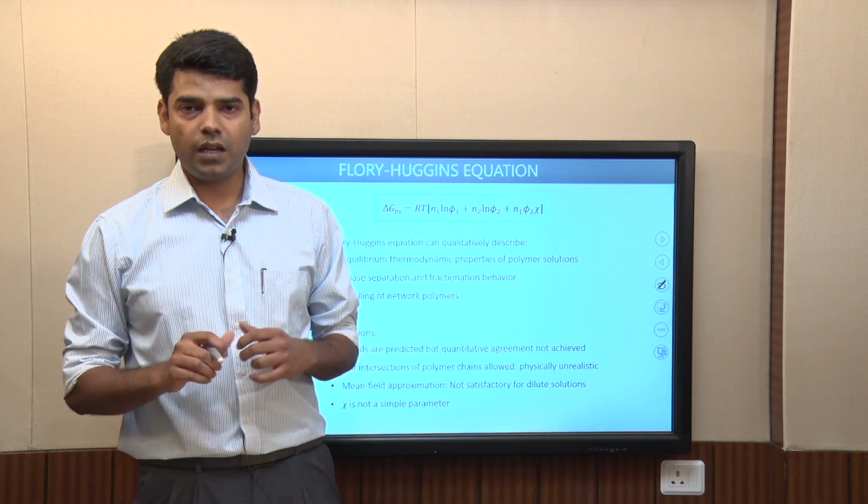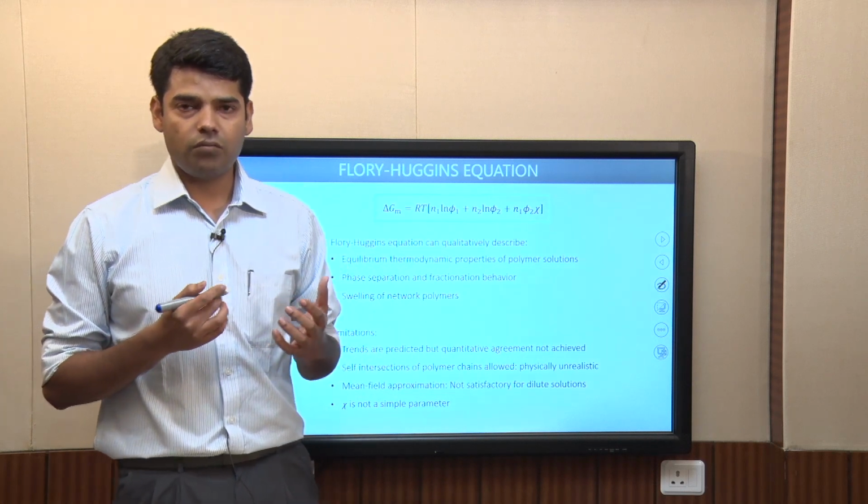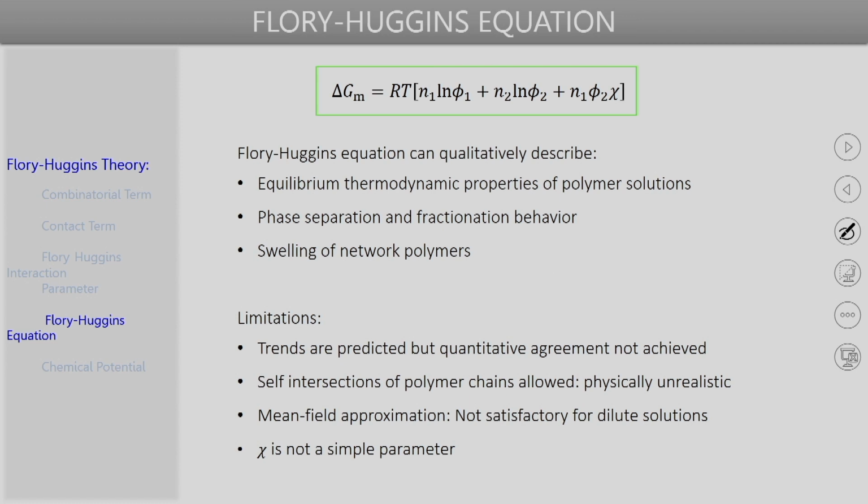So, it is a simple theory, and so of course, there will be some limitations. One obvious limitation is that it predicts the qualitative trends well for a lot of different cases, but it does not give good quantitative agreement with experimental data in general. While calculating the combinatorial entropy term in this theory, the self intersection of polymer segments is actually allowed, which is not a realistic assumption.